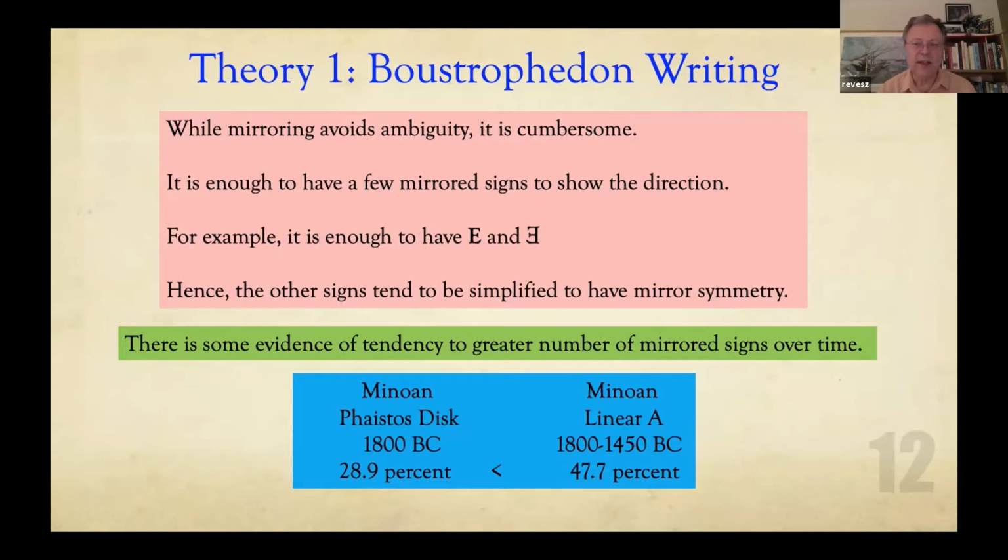So the Boustrophedon writing is encouraging, according to this theory, the mirror symbols development. And there is some evidence for a tendency for having over time a greater number of mirror signs. For example, we have two Minoan scripts. One is the Phaistos Disk script, where we have seen the letters are more little pictures, logograms perhaps. Therefore, it's more ancient. It's believed to be around 1800 BC, whereas the Minoan Linear A ranges from about that time all the way to 1450 BC. So it's generally a later period. And there is indeed an increase of the percent of mirror signs from 28.9% to 47.7%.